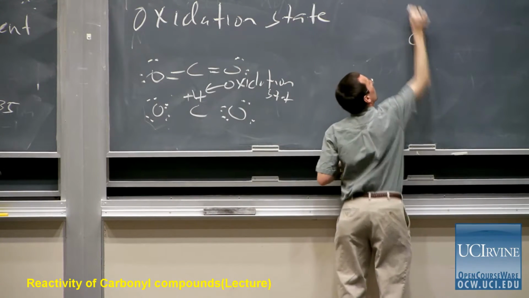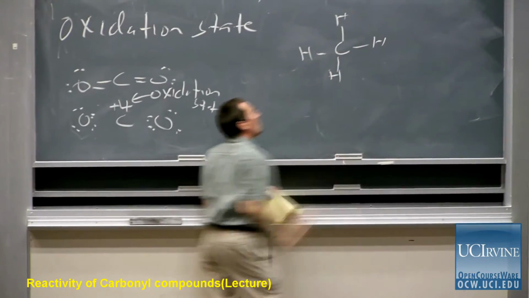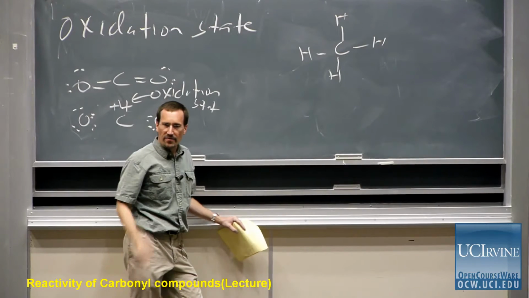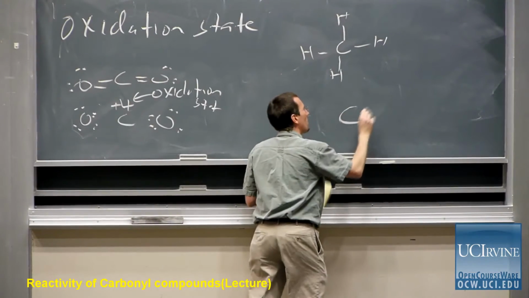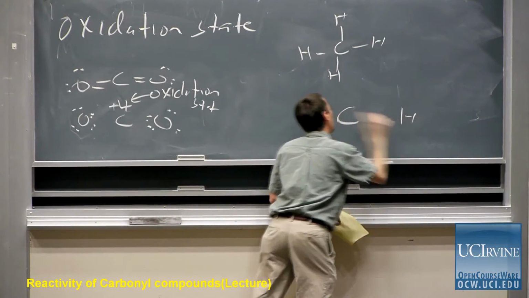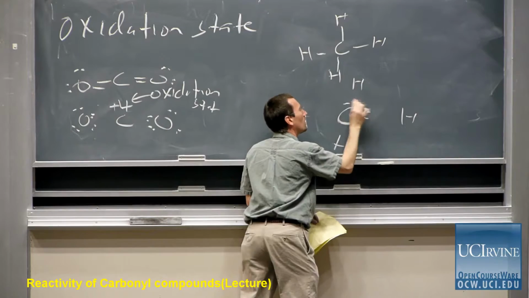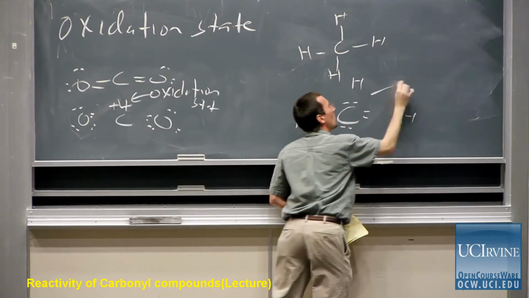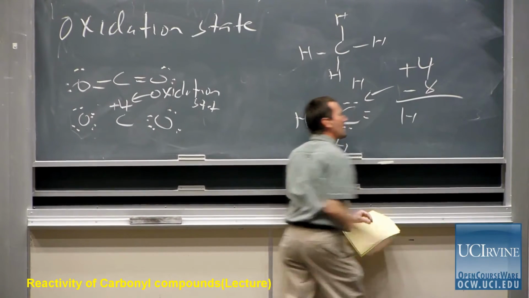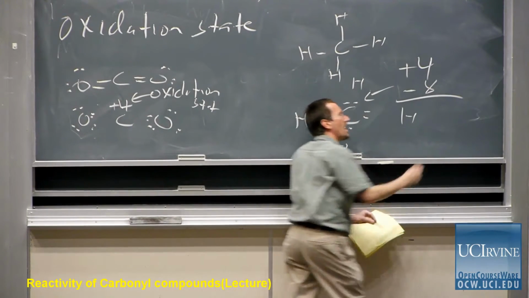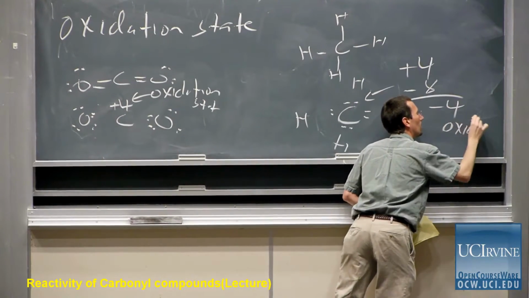Methane: carbon is more electronegative than hydrogen, so we play the same game, but now we give our electrons to carbon, and so we have +4, the nuclear charge, -8, the 4 electrons, and our net oxidation state is -4.